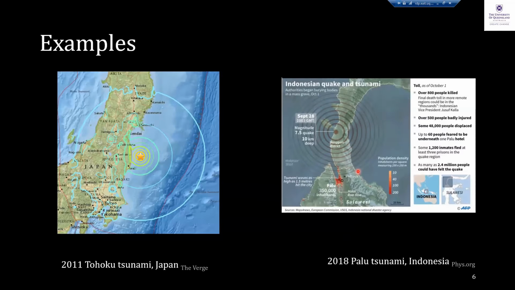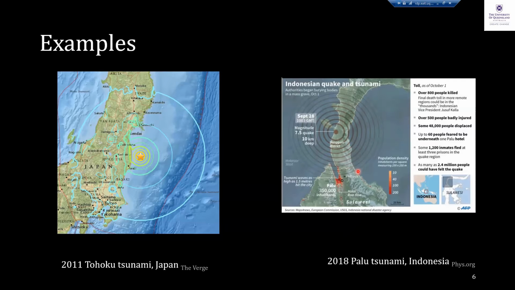And these are two examples of a tsunami. On the left-hand side is a tsunami that is generated due to an earthquake underwater in 2011 close to Japan. And that is by far the biggest tsunami in Japan.